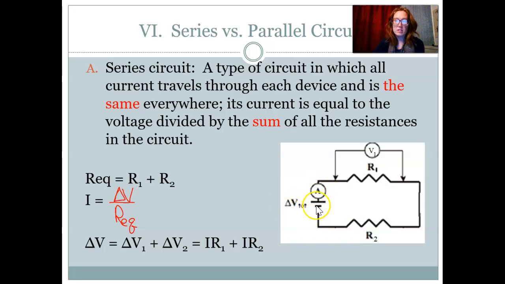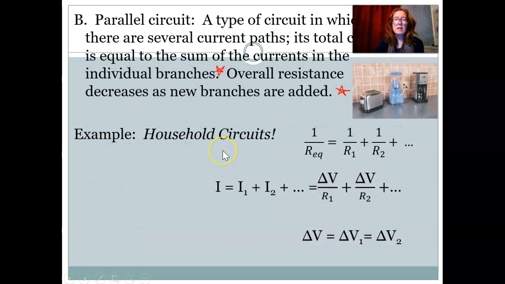But what we're going to discover is that the battery voltage is a boost, okay? This is going up in voltage, and then the voltage is going to drop when you go over the resistors. But these can be different from each other, and they add up to make the total potential difference supplied by the battery. Okay. Then parallel circuits.